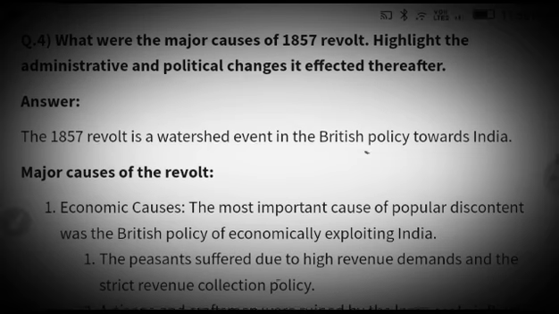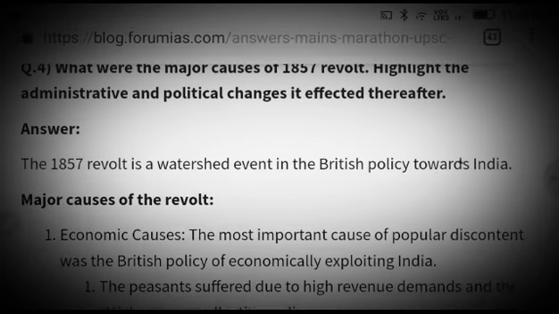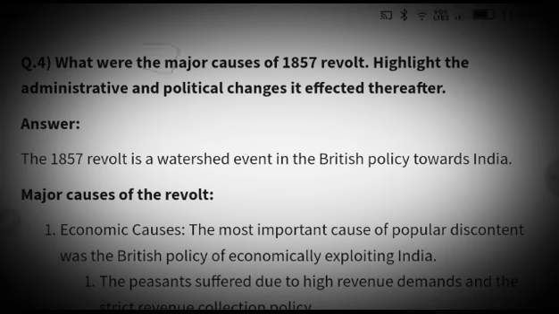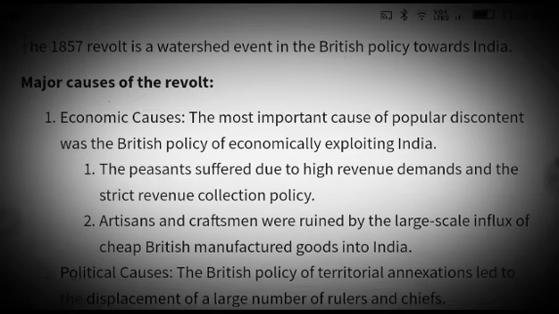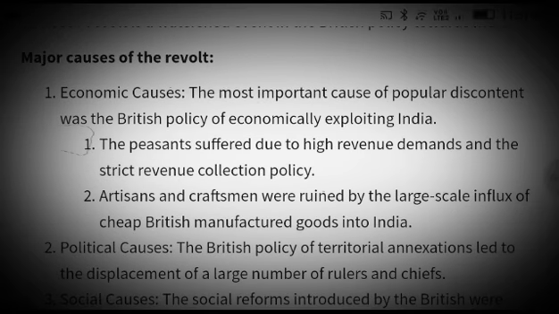So here the question asks you to tell the major causes. What are the major causes? And highlight the administrative and political changes this revolt affected. So mainly administrative and political changes. Please give your answer accordingly.